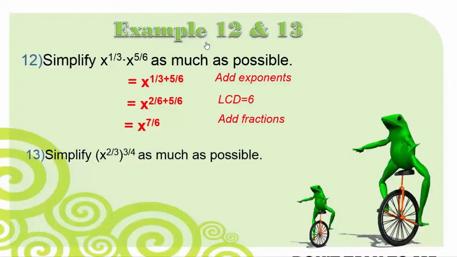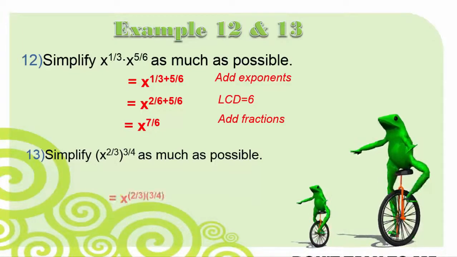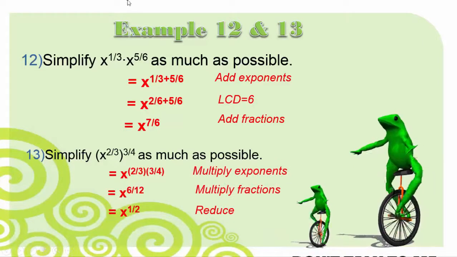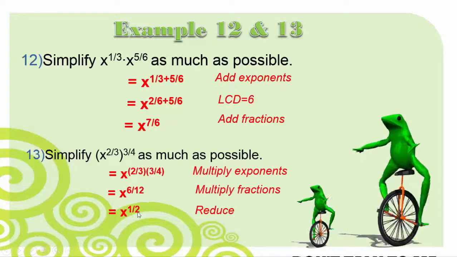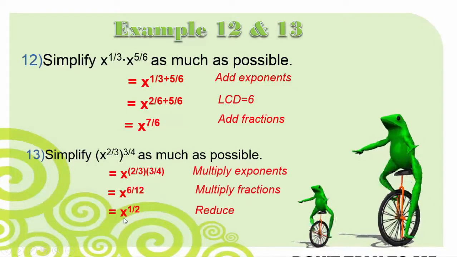Reviewing what we just did in example number 13, we saw that this is the power rule of exponents. And that means we multiply them. So when we multiplied them, we got 6/12, and then we reduced to get x to the 1/2.